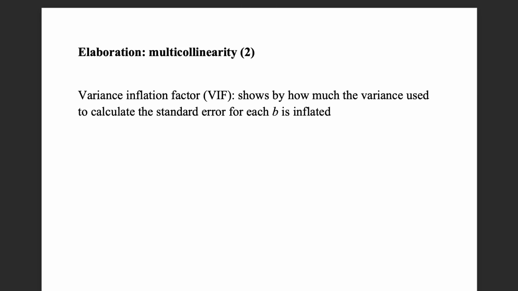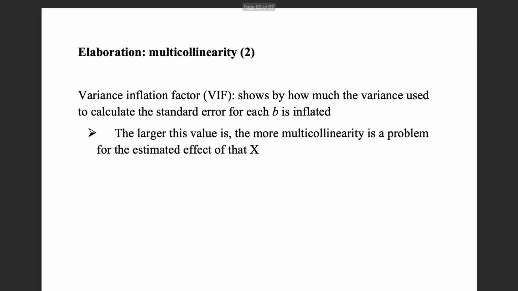Yeah. So the variance inflation factor tells you by how much the variance that is used to calculate the standard error for each of your coefficients is inflated. Remember, the standard error is based on a variance, the variance around our regression prediction, that's what we're using to calculate the standard error. And multicollinearity basically blows up that variance and thereby blows up the value of the standard error. So the variance inflation factor tries to tell you, well, by how much is the value of the standard error blown up? By how much has it increased due to multicollinearity? So the larger the VIF value is, the more you have an issue with multicollinearity for the estimated effect of that specific independent variable for which you're calculating this variance inflation factor, because you will get one for each of your X variables.